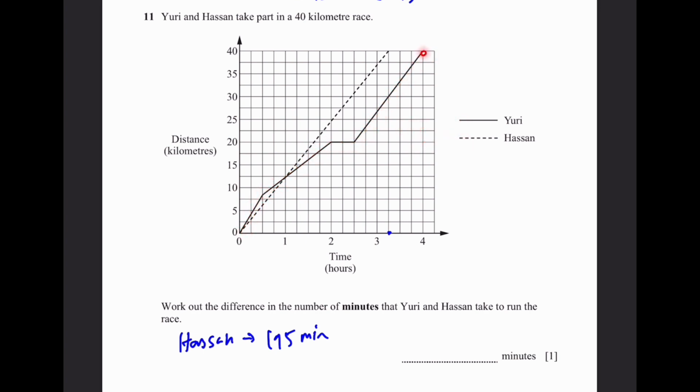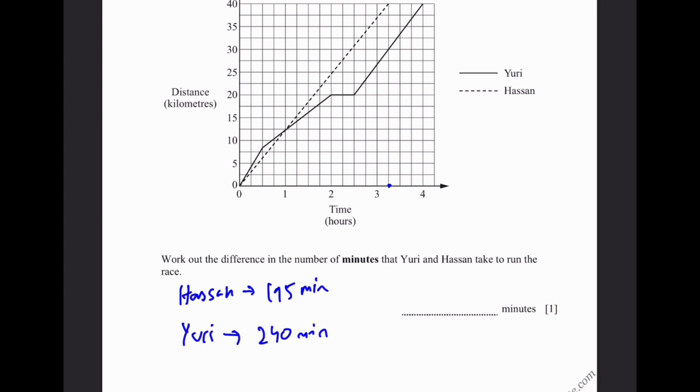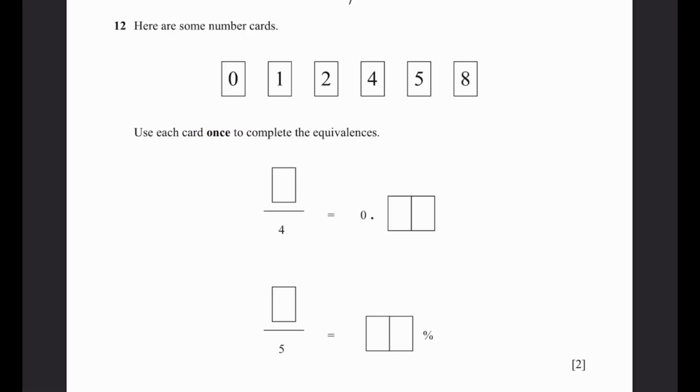We can see the end point is over here, exactly at 4 hours. So Yuri's one is 4 hours, and when you convert it to minutes, it's 240 minutes. So now we have 2 values, and now we just need to subtract it. So the difference is equal to 240 minus 195, which is equal to 45 minutes. That's the answer.